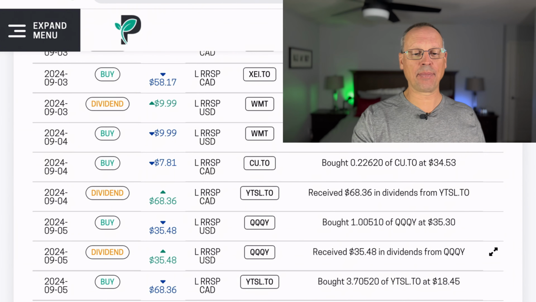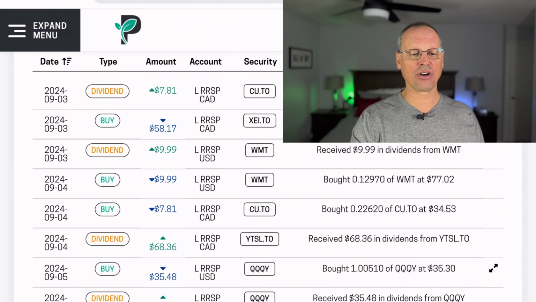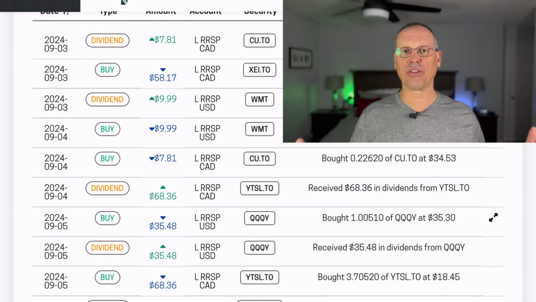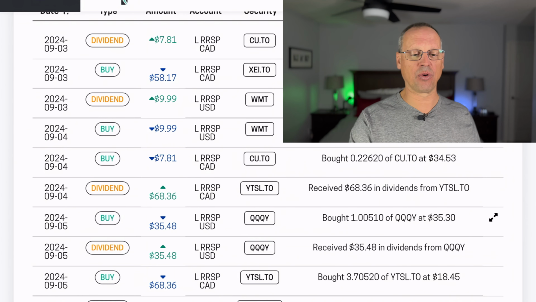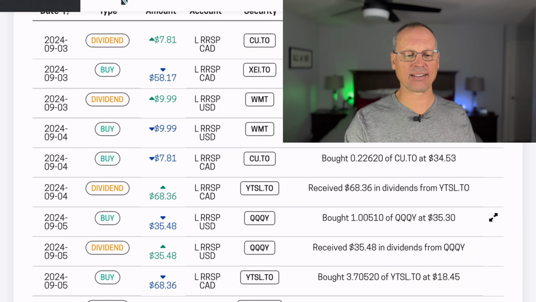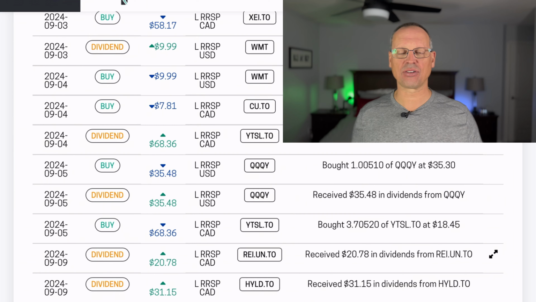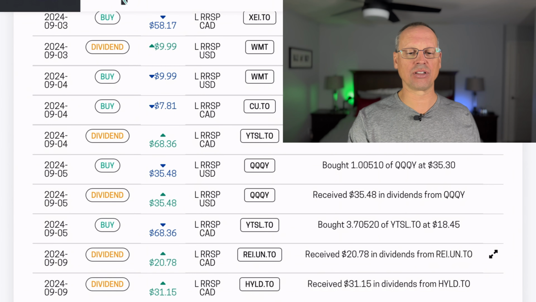So what happened here is it paid out on the 3rd of September, but the reinvestment didn't happen until the 5th. That's just the way it works. I would have to do it manually, I guess, if I wanted it to happen sooner. I'm a bit of a robot when it comes to that, so I don't want to do that. We'll just let it do it on its own.